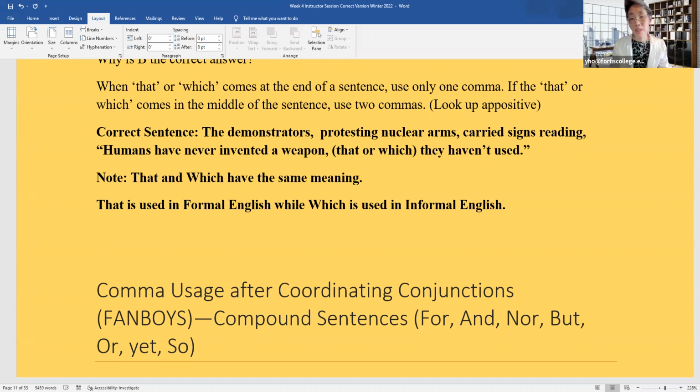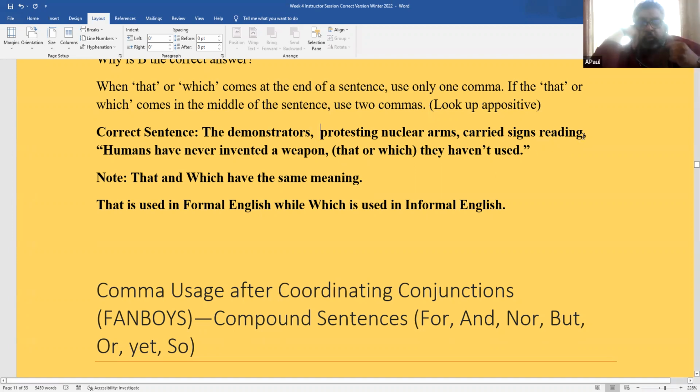That is still considered a reduced adjective clause, and you still have to have the 2 commas even if it's a reduced adjective clause. So the demonstrators, 2 commas, protesting nuclear arms, because that's an adjective clause. Who is protesting nuclear arms? The demonstrators. So that takes 2. Carried signs reading. And then here you have to have a comma, because that's similar to a dialogue, all right? So that's the dialogue comma.